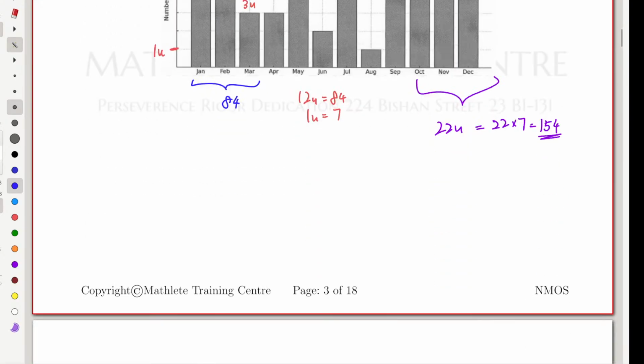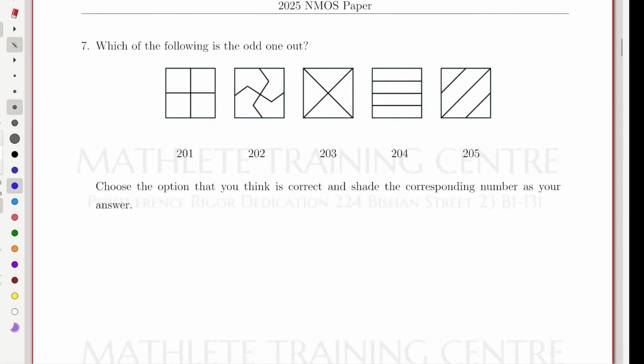Okay, question number 7. Which of the following is the odd one out? I believe that this question most of you should have figured out. The answer is the last option, 205. Now, why is this the last option? The reason is because the last option, the 4 parts are not equal to each other. They are not the same parts.